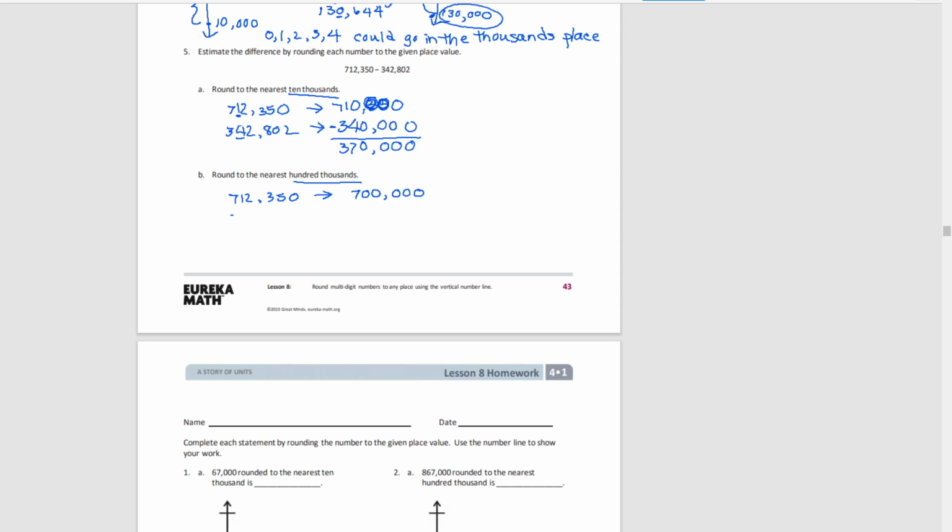The second number, 342,802, rounded to the nearest 100,000. It's either 300,000 or one more 100,000, which would be 400,000. But 342,000 is closer to 300,000 than it is to 400,000. So my estimate would be 300,000. And when I subtract, my estimated difference would be 400,000.